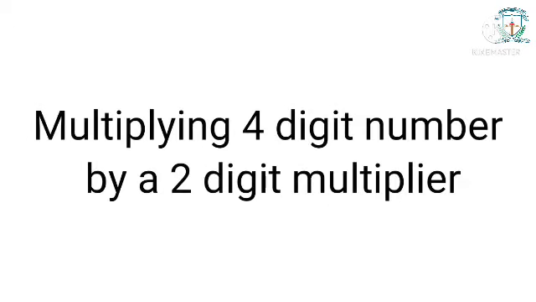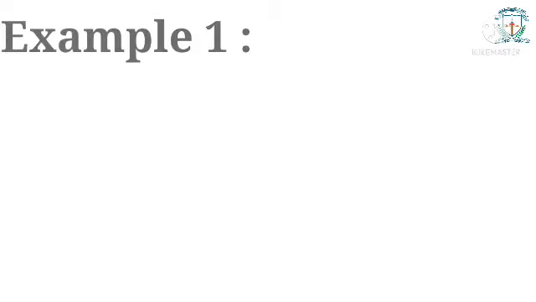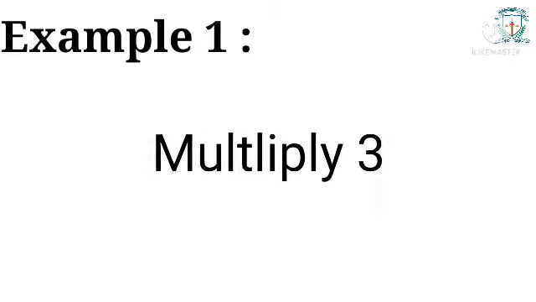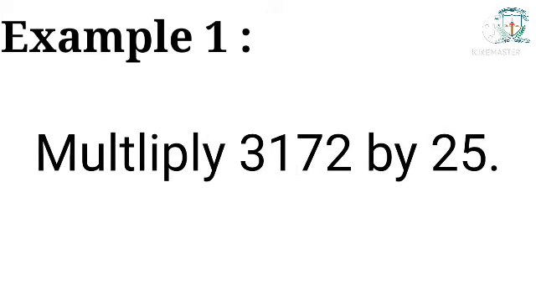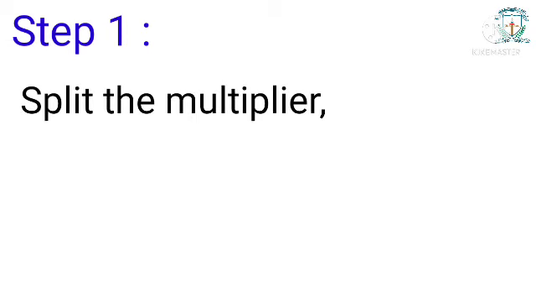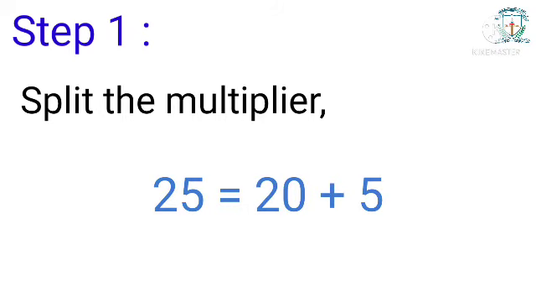Multiplying 4-digit number by a 2-digit multiplier. Let us understand this with an example. Example 1. Multiply 3172 by 25. Step 1. Split the multiplier. That is, 25 is equal to 20 plus 5.